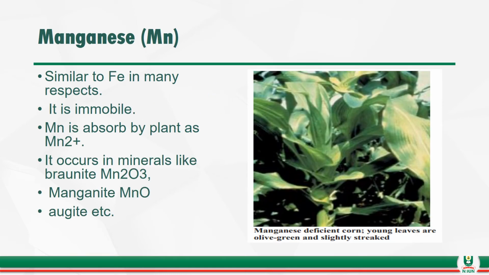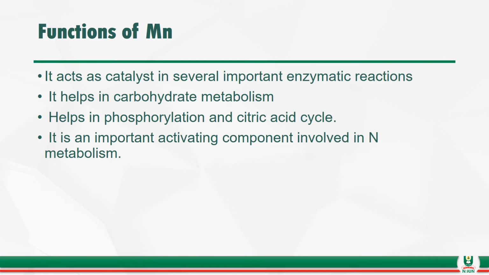Manganese. Manganese is similar to iron in many respects. It is immobile. Manganese is absorbed by plants as Mn2+. It occurs in minerals like bronite, magnetite, and augite, etc.